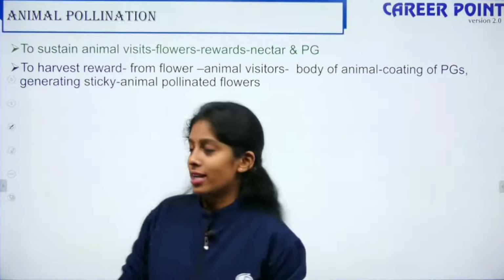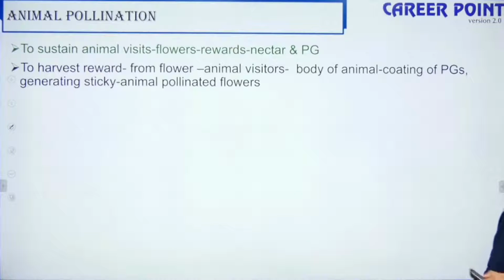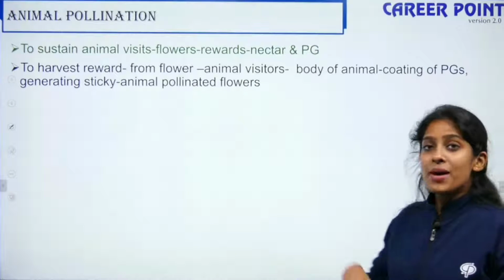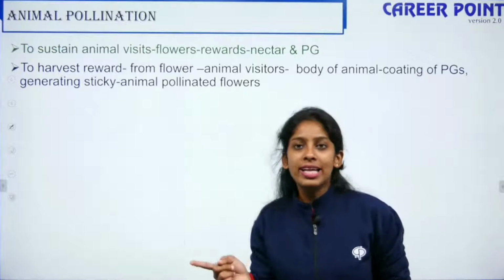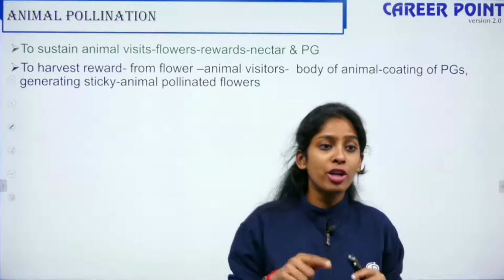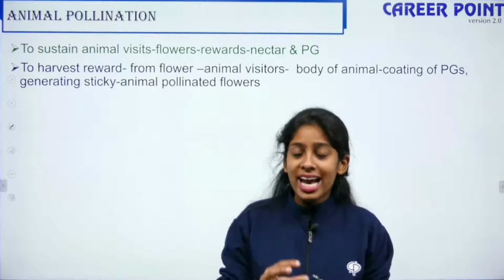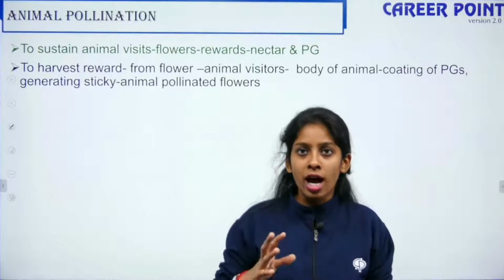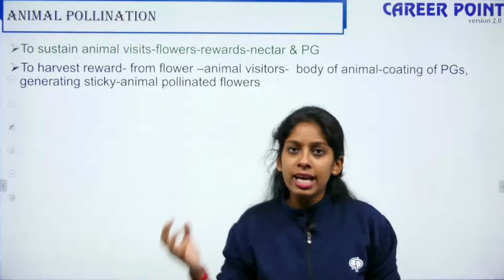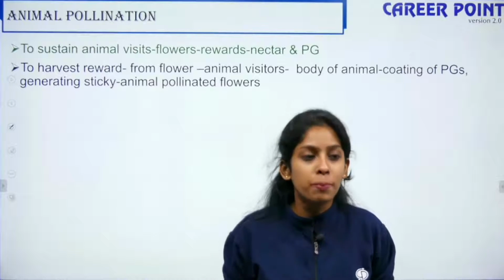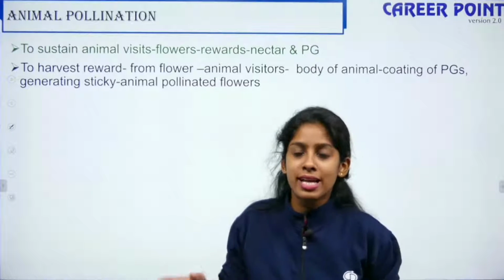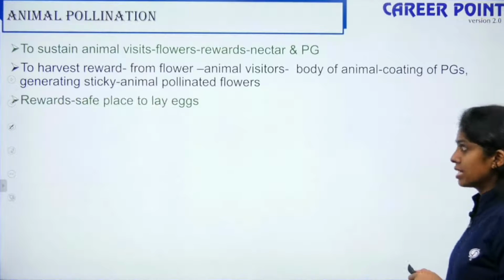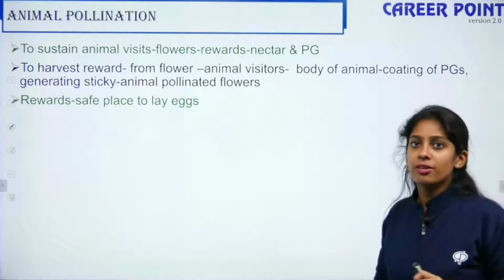Thank you. Right. So to give a reward, it also produces nectar. But in the case of wind pollinated plants, the pollen grain should be non-sticky. Here, it has to be sticky. Because the moment a bee comes and sits on the flower, the pollen grain should be sticky enough that it sticks onto the surface of the bee, right? So that is how it is adapted, right?